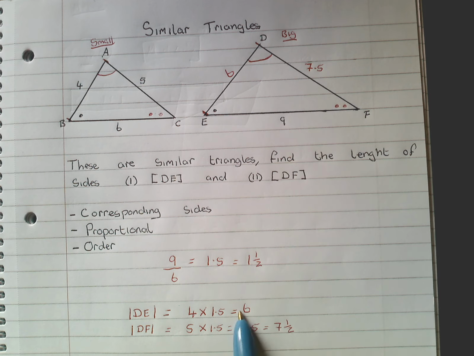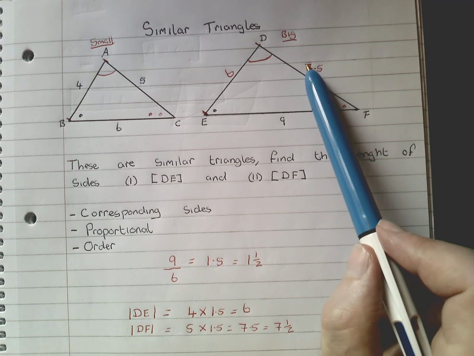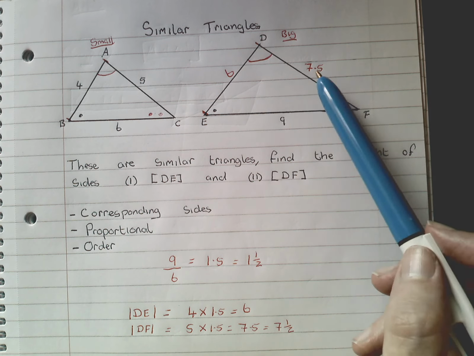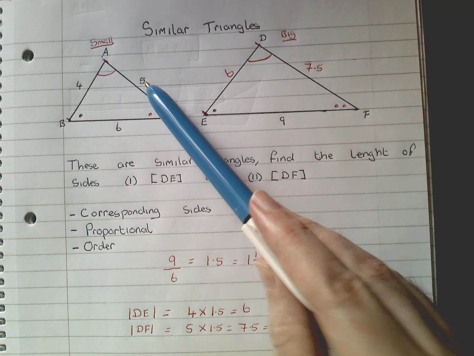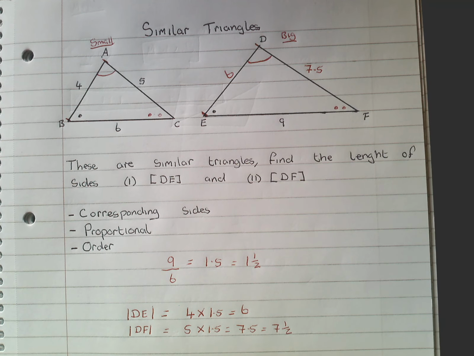So we worked it out by multiplying it, and the same here. If this is 5, then its corresponding side has to be 1.5 times bigger. So we multiply this by 1.5, and it's 7.5. So that's what we mean by similar triangles, and this idea of corresponding sides.